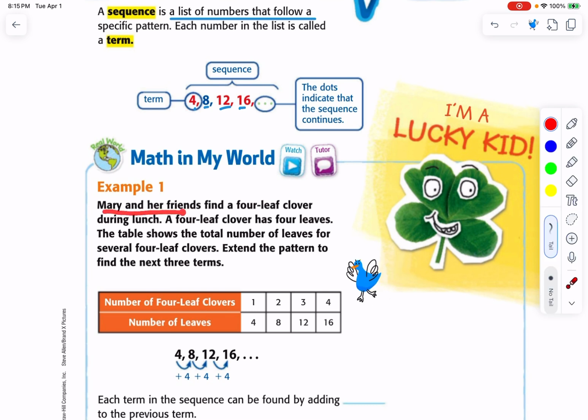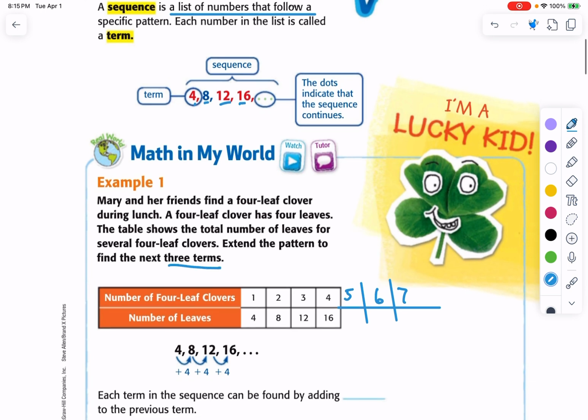Okay. Mary and her friends find a 4-leaf clover during lunch. A 4-leaf clover has 4 leaves. The table shows the number of leaves for several 4-leaf clovers. So let's extend the pattern to find the next 3 terms. If there were 5 4-leaf clovers, and then if there were 6, and then if there were 7, that's what we're looking for, right? Okay, next 3 terms.